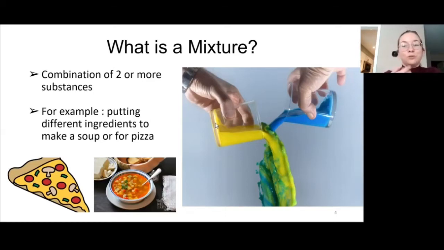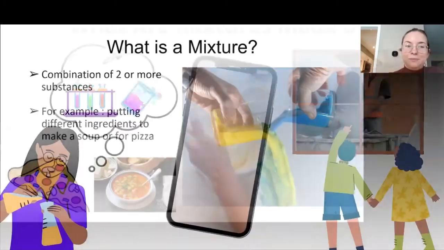To make pizza, we use pizza dough, tomato sauce, pepperonis, mushrooms, and any toppings of your choice. And similarly, for soup, you can add pasta, beans, vegetables, and more. So all three of these would be considered mixtures since we're adding two or more substances together. Now I want you to take 30 seconds to brainstorm some ideas of mixtures on your own. Just pause the video, or you can think of it as we go through the next slide.